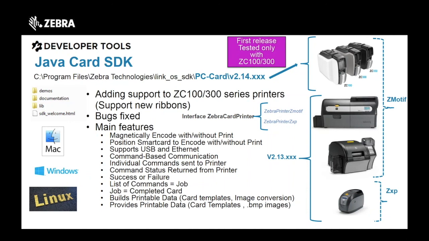How that works is that here we create a Zebra card printer interface. For that we basically have two objects. The Zebra printer Motif object controls what you see on the right, CSP9, CSP7, and the new printers. And the Zebra printer CSP object controls basically the legacy printers, CSP1 and CSP3. The main features basically did not change from the latest version of the SDK, which was 2.13. So you will have the same features. Basically, what we are adding is just the support for the new printers.